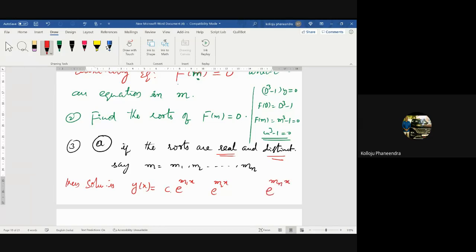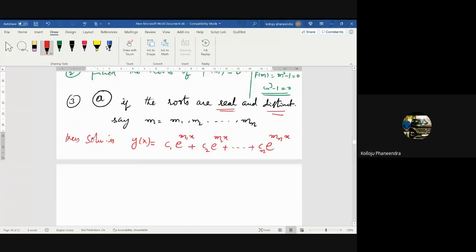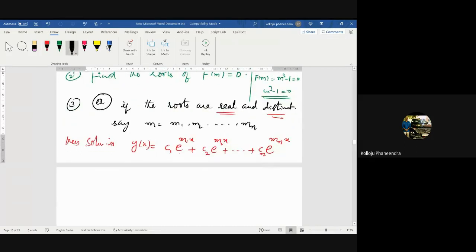And each solution is multiplied by a constant, then take their linear combination. This is the solution. You remember it better like this: for m1, you write c1 into e power m1x, plus for m2, c2 into e power m2x, plus for mn, cn into e power mnx is the solution. First case.